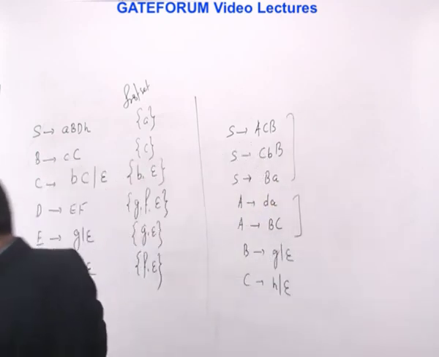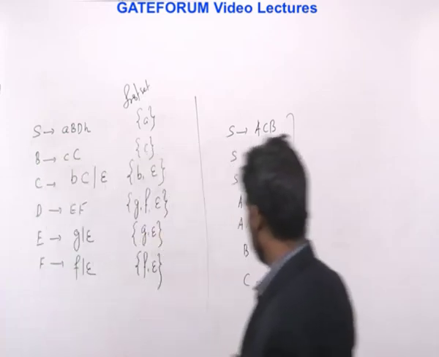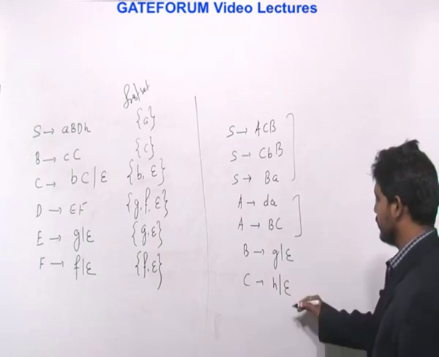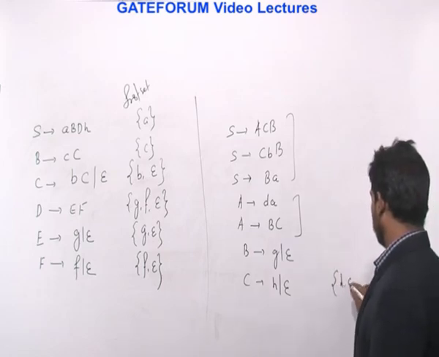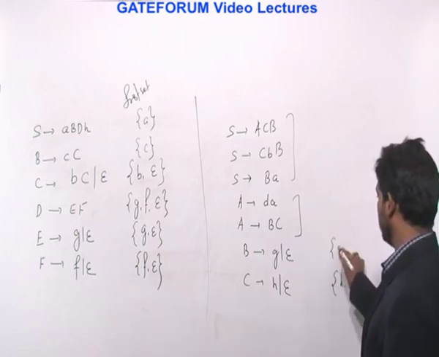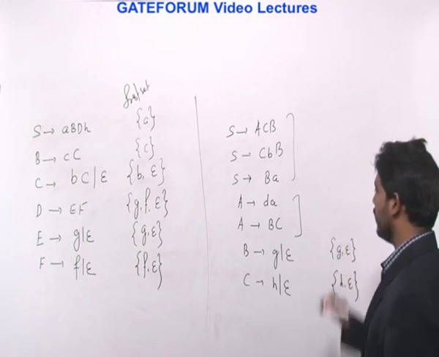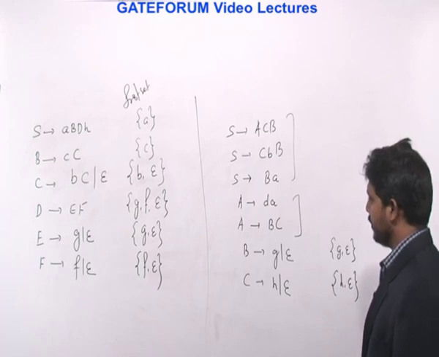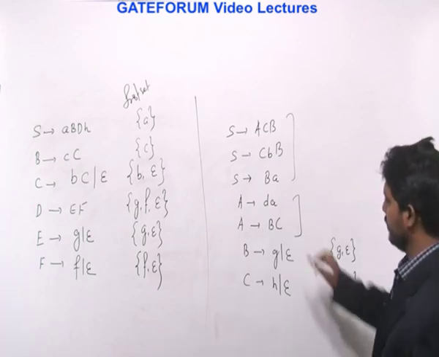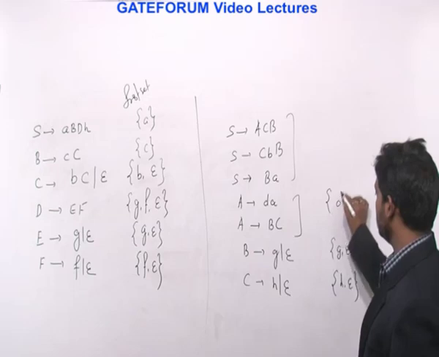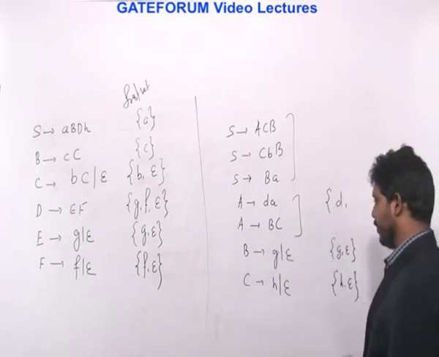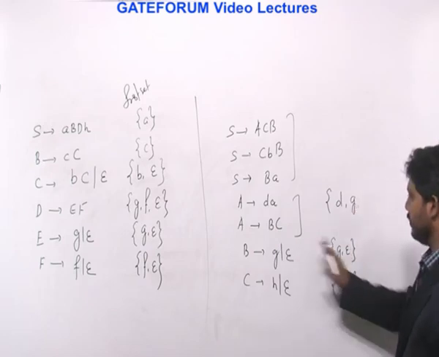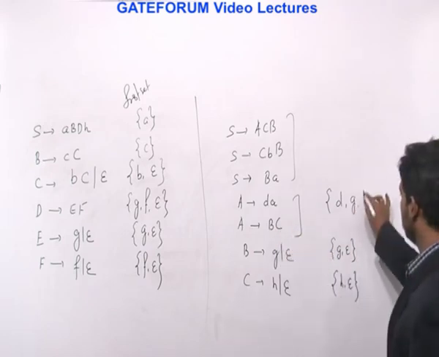Now I want to calculate the first set here. Again, bottom up. First of C is H and epsilon. First of B is G and epsilon. Now first of A. There are two cases. One case is where first of A starts with a terminal, so in this case it will be D. Another case is B. The B symbol is already calculated, so include the symbol G. If it is epsilon, then it will go to the next symbol C, H.